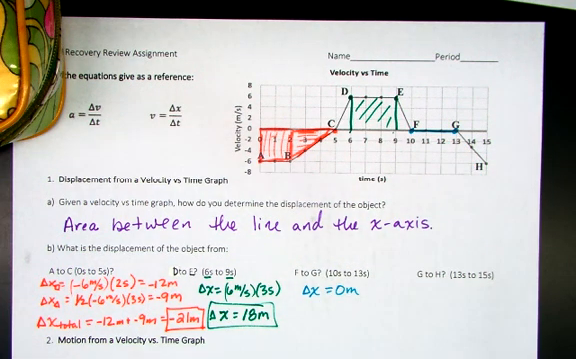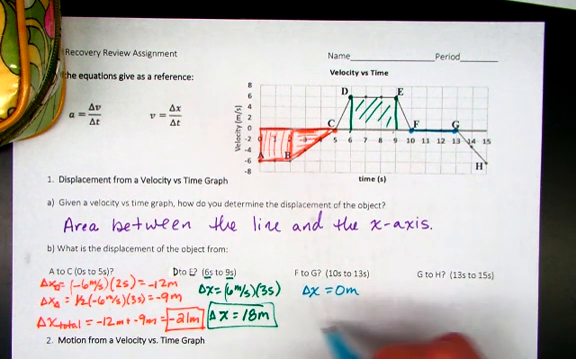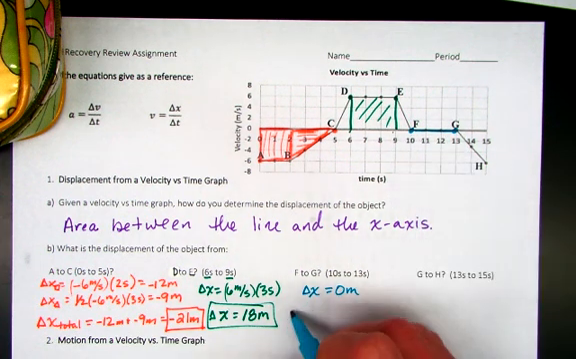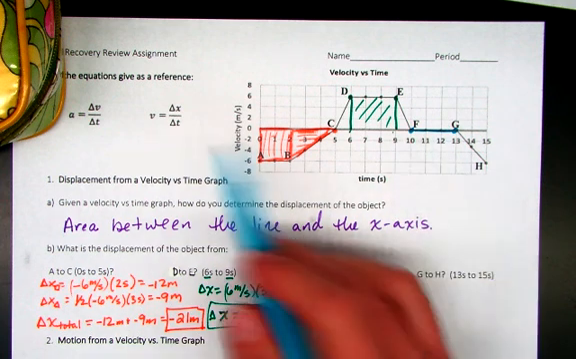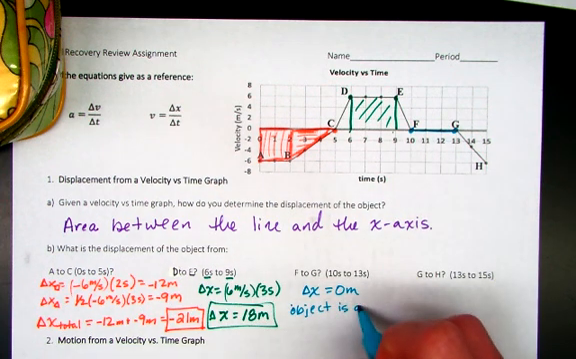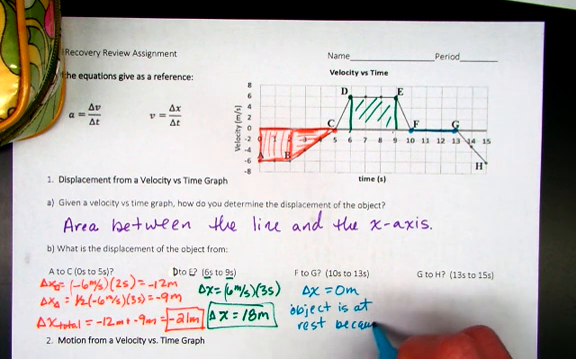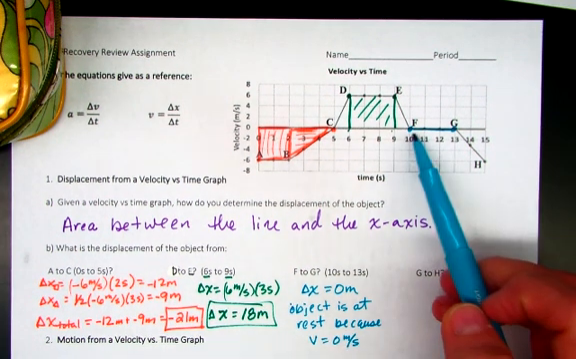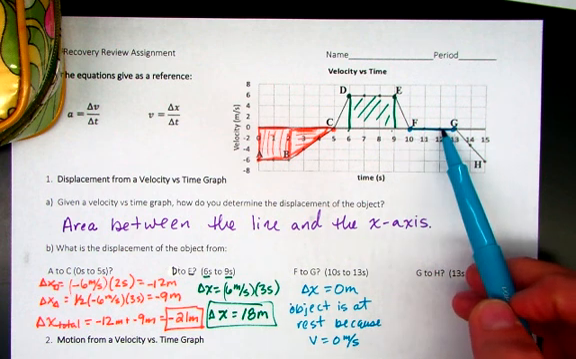meters, okay? And the reason why is because the velocity during this whole time, the object is at rest. So the object is at rest because the velocity this whole time is 0 meters per second. Okay, so the velocity at 10 is 0, 11 is 0, 12 is 0.